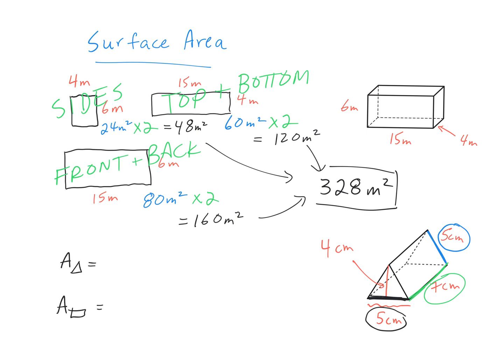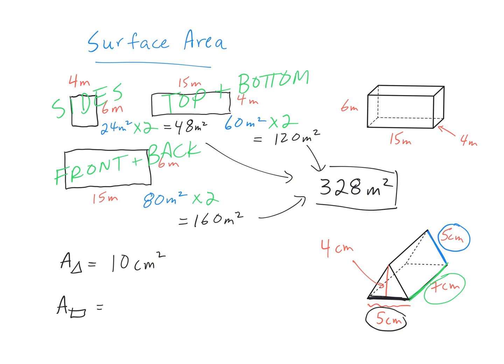To find the area of a triangle, we go base times height, or horizontal by vertical. 5 times 4 is 20, and then with triangles we always divide by 2. So 5 times 4 is 20, divided by 2 is 10. So we have 10 centimeters squared. That's just for one of the triangles.